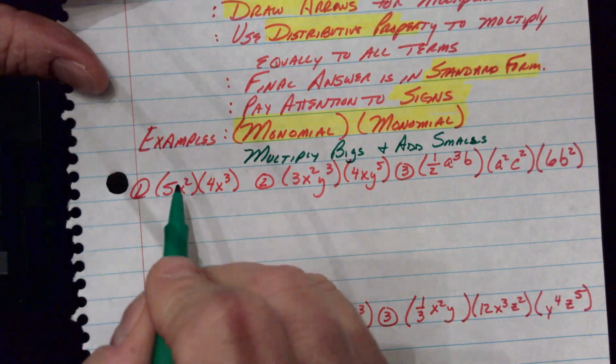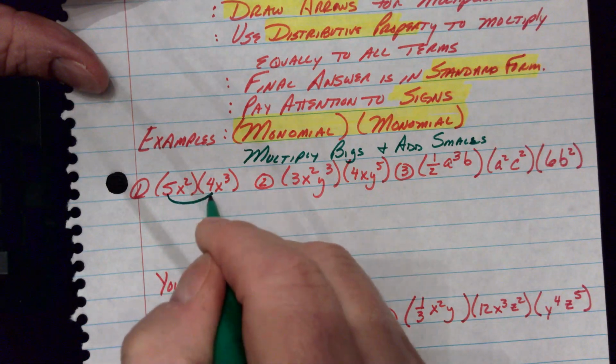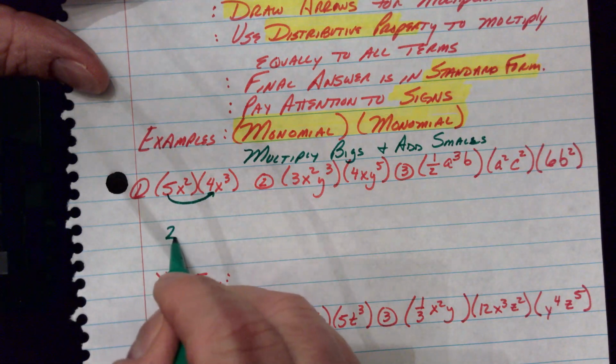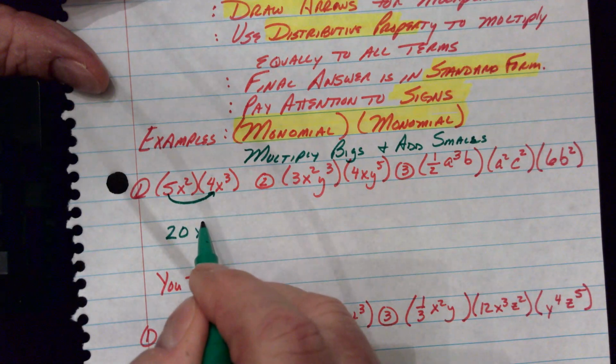So if we talk about this, we're going to multiply 5x squared times 4x cubed. We're going to multiply 5 times 4 and get 20. And then we're going to add the exponents on the x.